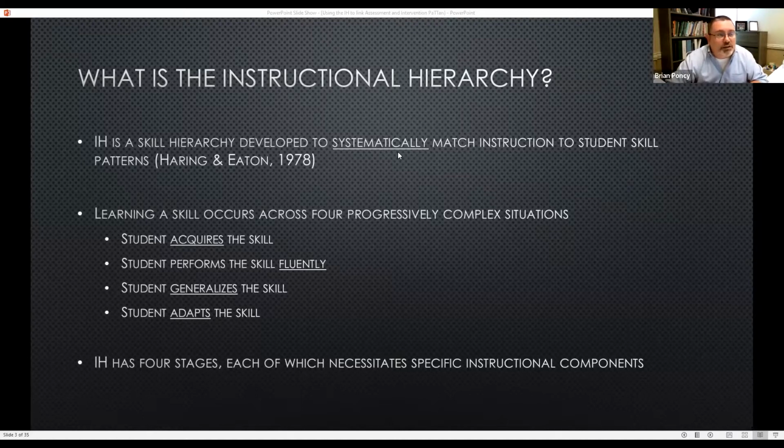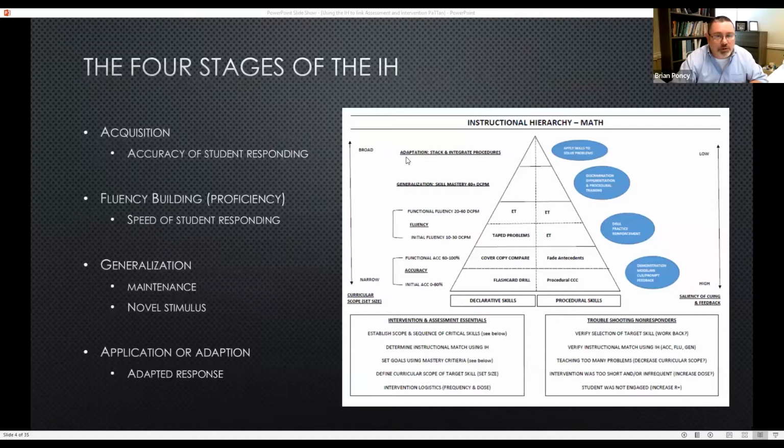First, the child acquires the skill, then they need to practice the skill to build skill fluency. Once the student has that skill, they need to generalize it, and this can be across time or across context. And then lastly, when a child has mastery of a skill, they can adapt that skill across context. So the instructional hierarchy has 4 stages, and each of these stages necessitates specific instructional components.